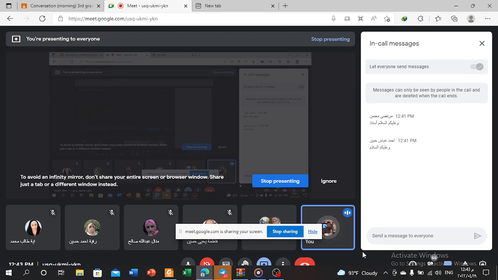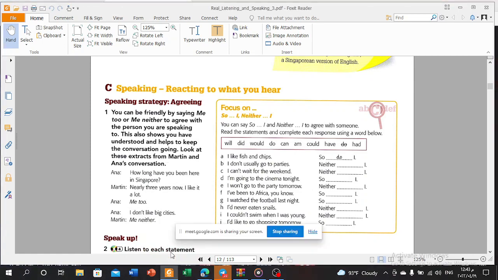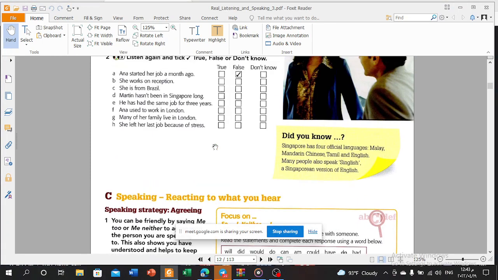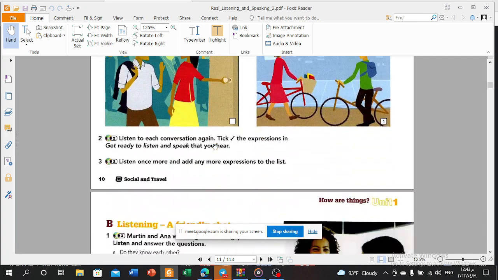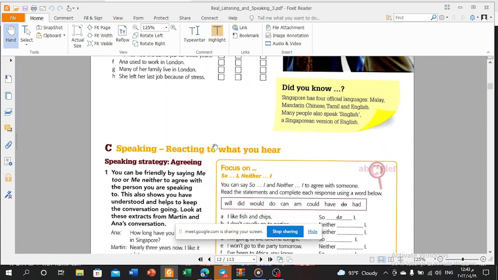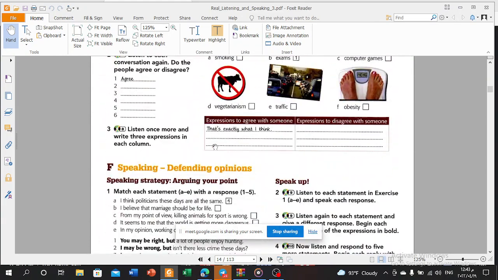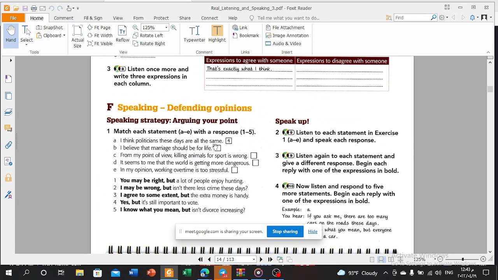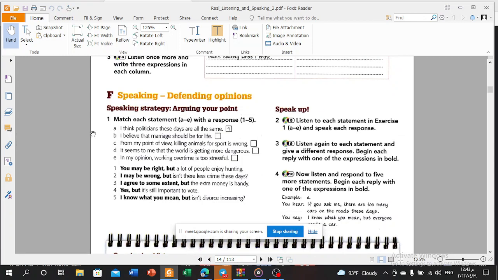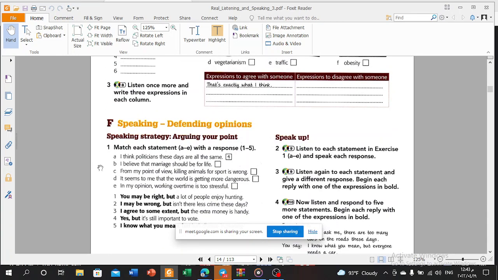The material included in our upcoming exam so far is two speaking strategies from unit one. One of them is arguing your point: how to give your own opinion, which may be different from the other's opinion, in a polite way.